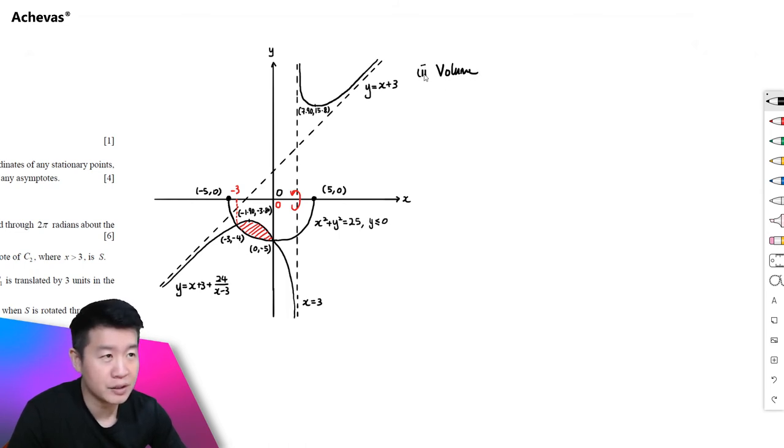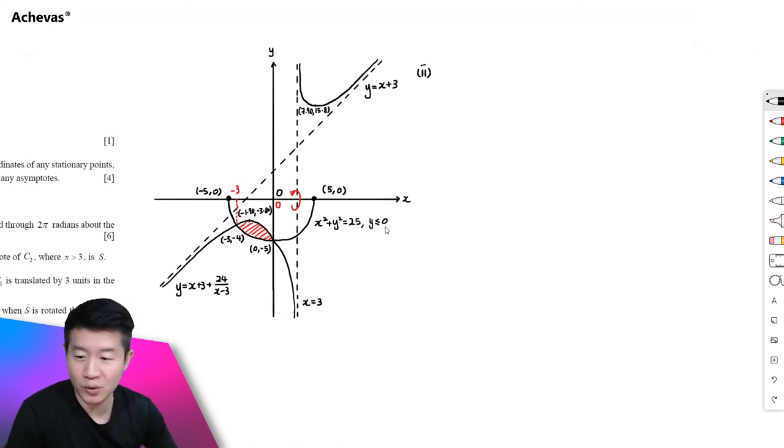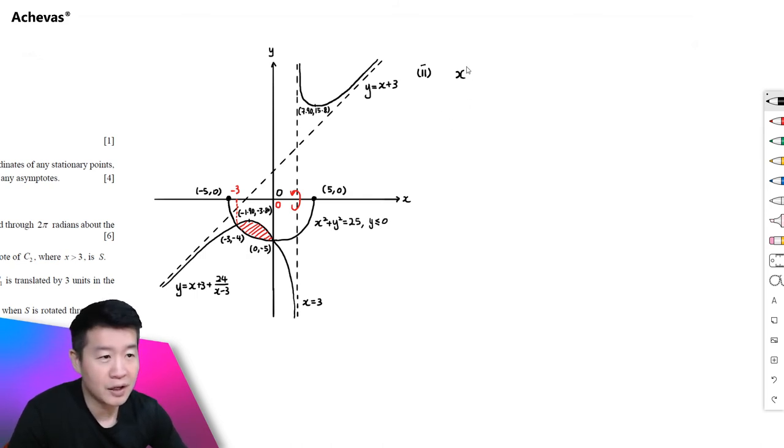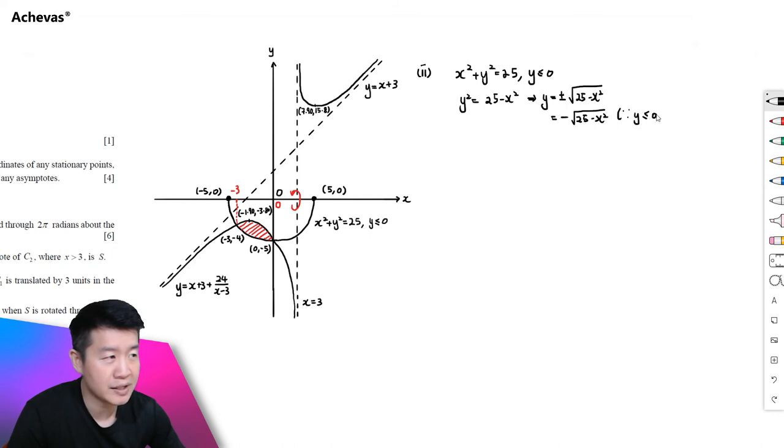In this part 2 of the question, we will take this curve here, it is part of the graph, and we'll rotate. Actually, I shouldn't just immediately write the volume first. We need this part of the graph, where y is less than or equal to 0. So I have x squared plus y squared equal to 25, where y is less than or equal to 0. So y squared is equal to 25 minus x squared. This tells me that y is plus or minus square root of 25 minus x squared. But I'm going to go for minus square root of 25 minus x squared, because y is less than or equal to 0.